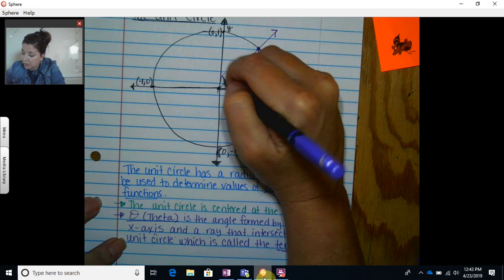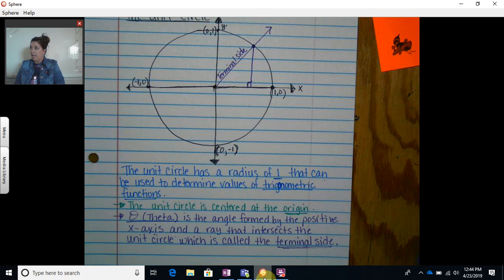The ray that I drew is referred to as the terminal side of the triangle that I just formed, okay? And theta would be the angle that I formed when I made that triangle. Theta is always the angle that's formed from the origin, not any of the other angles in there, when you're talking about the unit circle.